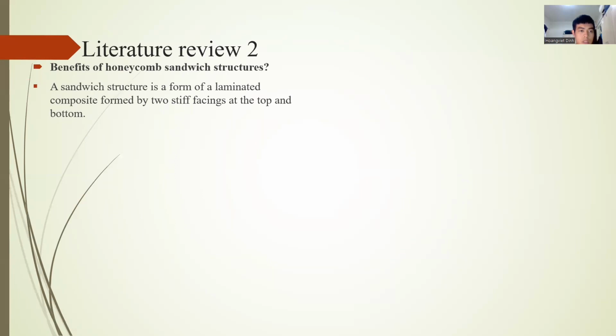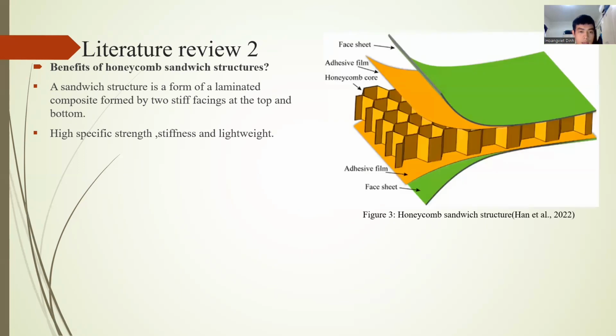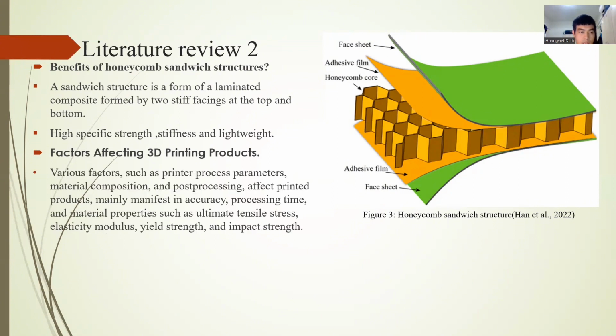A sandwich structure is a laminated composite formed by two stiff facings at the top and the bottom, with high specific strength, stiffness, and lightweight. Figure 3 is a honeycomb sandwich structure. In the middle is the honeycomb core, and it is covered by two faces on the top and the bottom. Next, factors affecting 3D printed products.